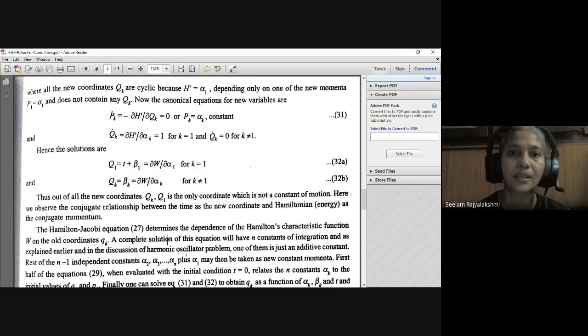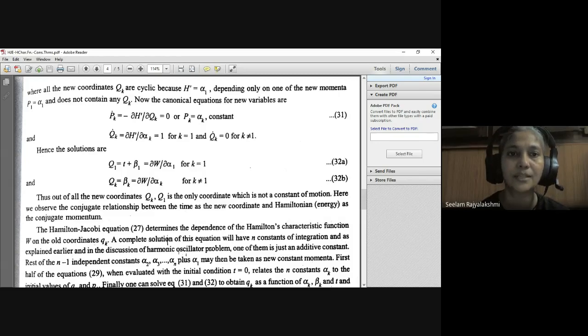Now the canonical equations for the new variables: here Qk is cyclic, that means ∂H'/∂Qk = 0. The new coordinates Qk are cyclic because H' = α1. So P1 = α1 and it does not contain any Qk. Now the new canonical equations are Ṗk = -∂H'/∂Qk = 0 because Qk is cyclic, or Pk = αk, which is constant.